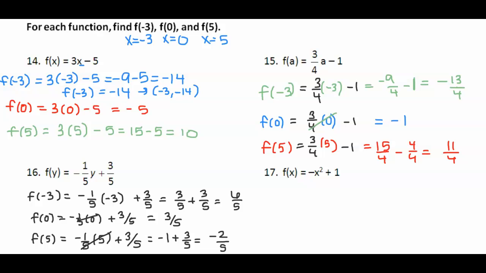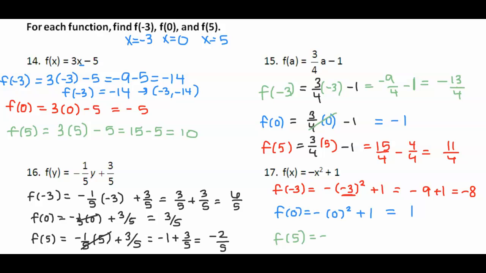In 17, be careful when you plug in that negative. The negatives don't cancel because the order of operations says we have to square that 3 first. So you get -9 plus 1, which is -8. And then -25 plus 1, or negative 24.